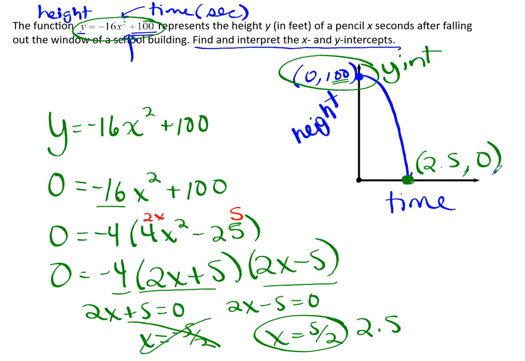We found the x-intercept. Now what does it represent? It represents the time when our pencil hit the ground. That's also the amount of time that our pencil was in the air. So we started with an initial height of 100, and it took 2.5 seconds for it to hit the ground. Those are our x and our y intercepts. That's the end of problem 1.